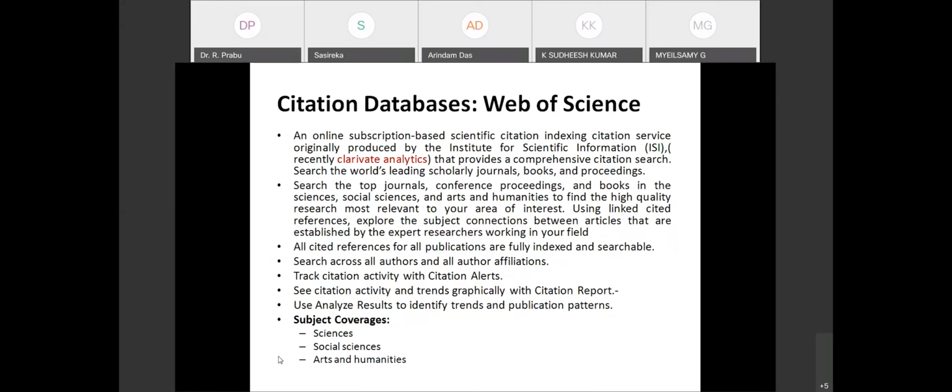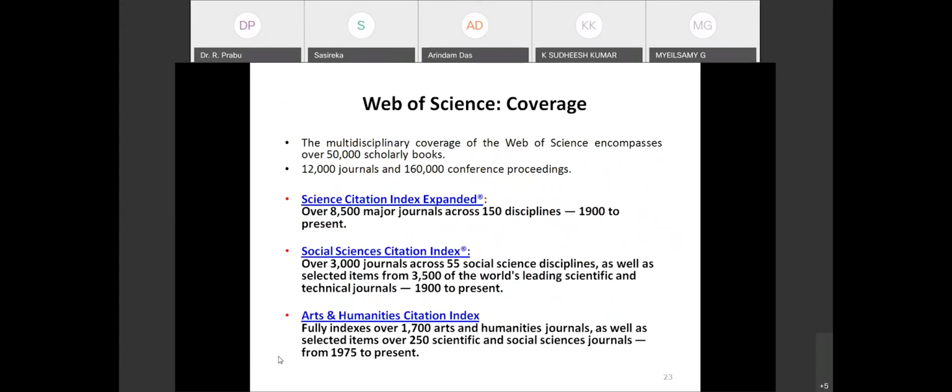You can track citation activity with citation alerts. You can see citation activity and trends graphically with the citation report. You can analyze results to identify trends and publication patterns in a particular field. These are the subject coverages in the database: science, social science, arts and humanities. It has 3 databases: the Science Citation Index, the Social Science Citation Index, and the third, the Arts and Humanities Citation Index. So Web of Science consists of 3 databases. This is the coverage of Web of Science.